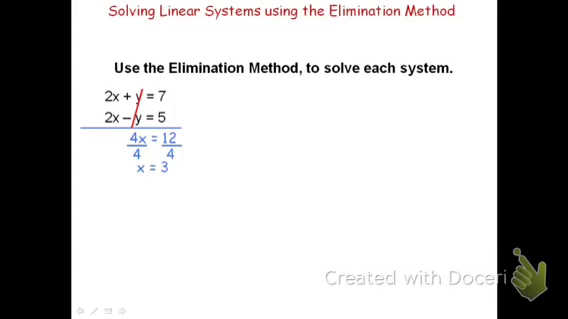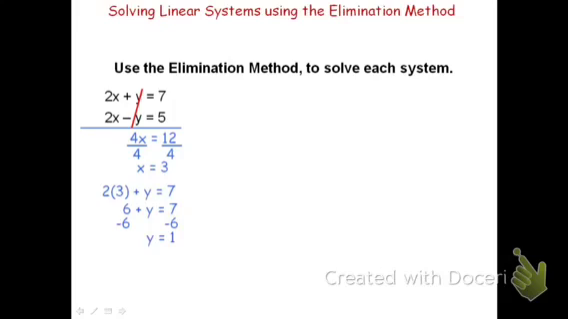I can now substitute the value of x equals 3 into either equation. Again, I like the top equation better because everything's positive. Makes it a little bit easier to work with. If we substitute in the top equation, we get 2 times 3 plus y equals 7. Again, we just substituted the 3 in place of x. 2 times 3 is 6, and we'll subtract 6 from both sides to get y by itself, in which case now we'll see that y equals 1.